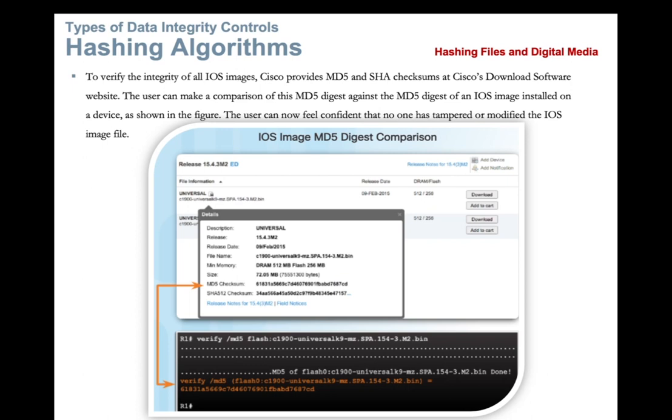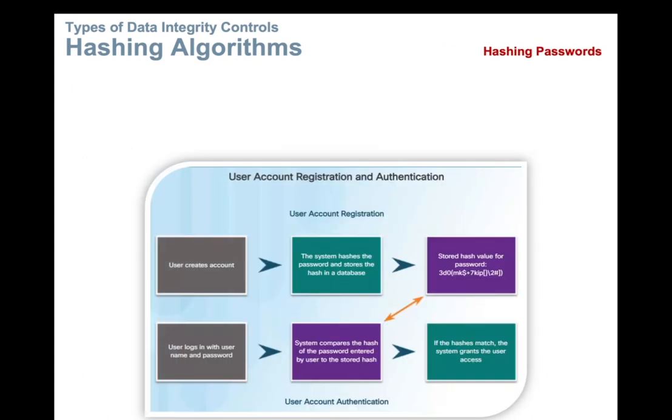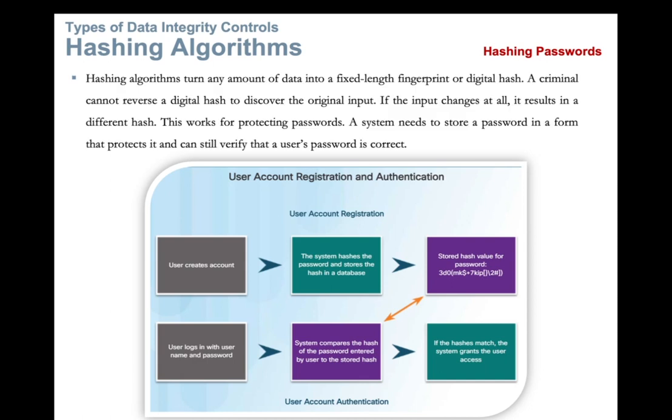So this is the hashing of files and digital media. Next, we'll look into hashing passwords. So here you can see, for user account registration and authentication, a hashing algorithm turns any amount of data into a fixed length fingerprint, or digital hash. A criminal cannot reverse a digital hash to discover the original input.